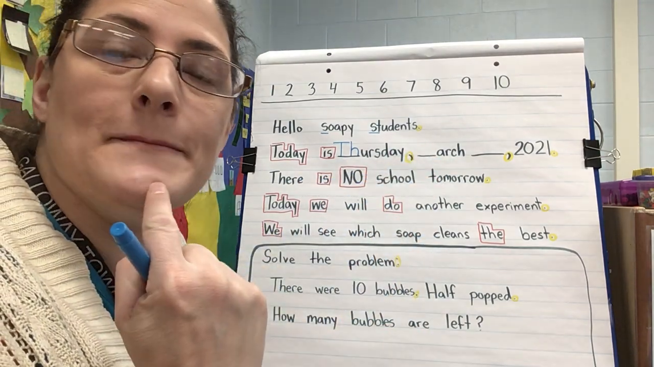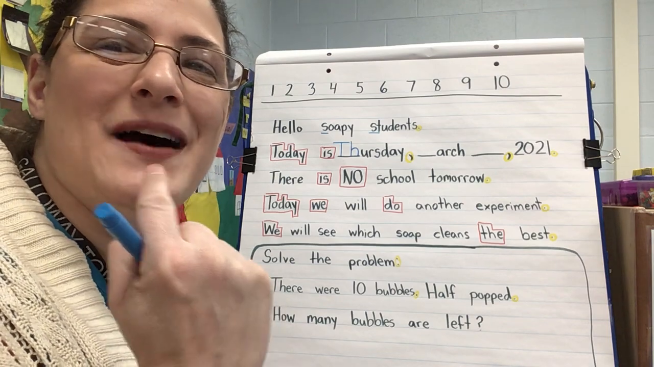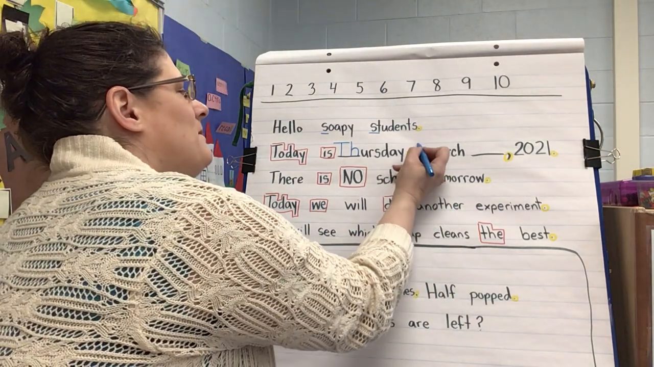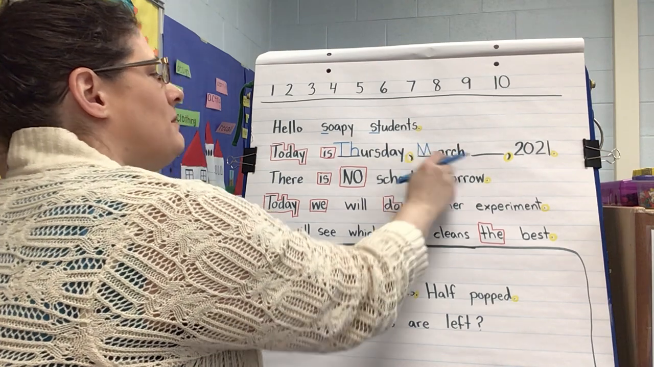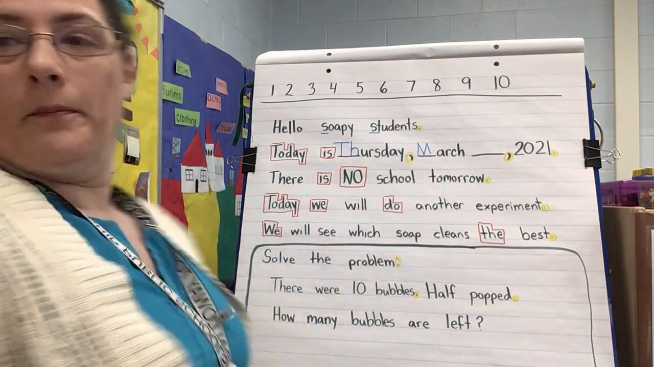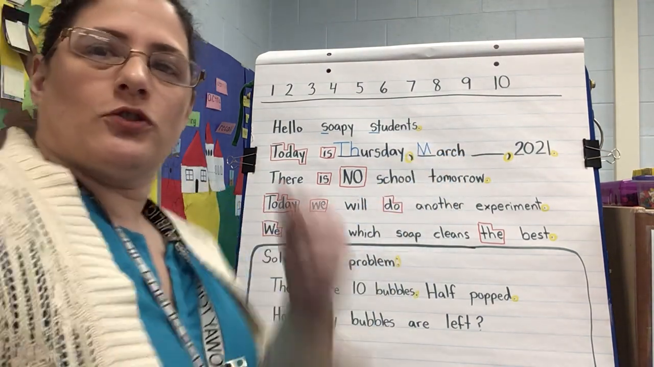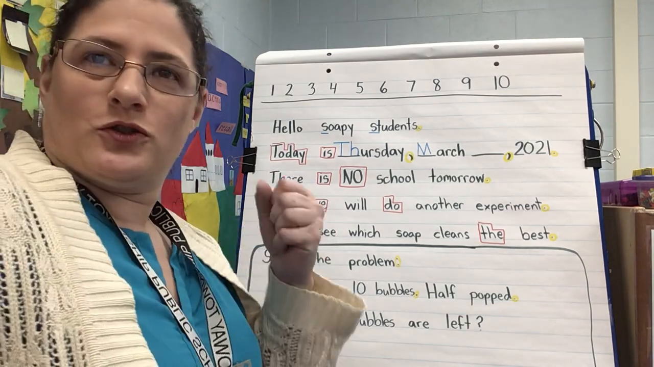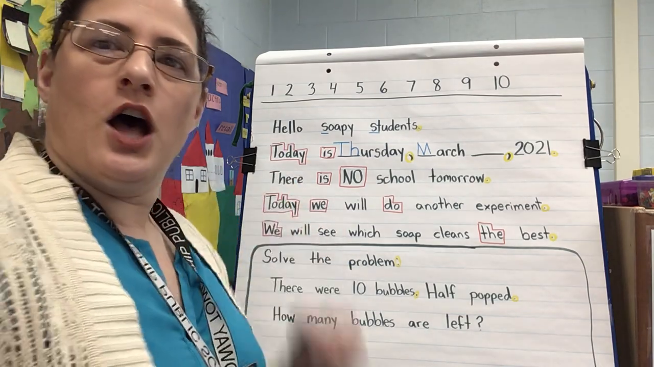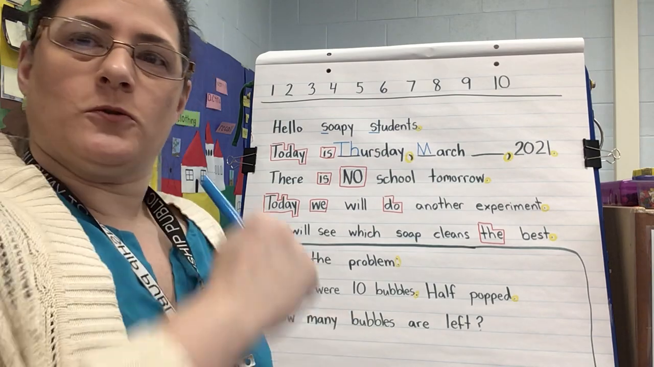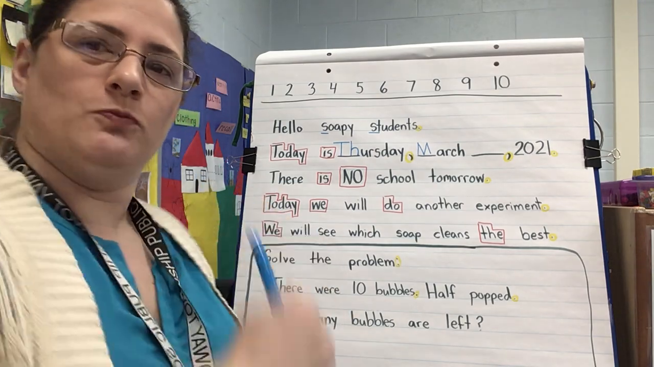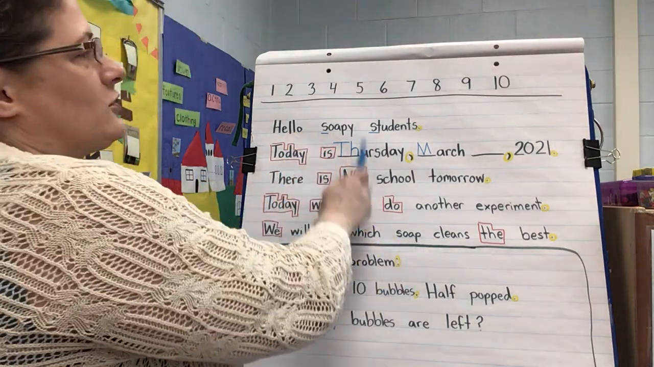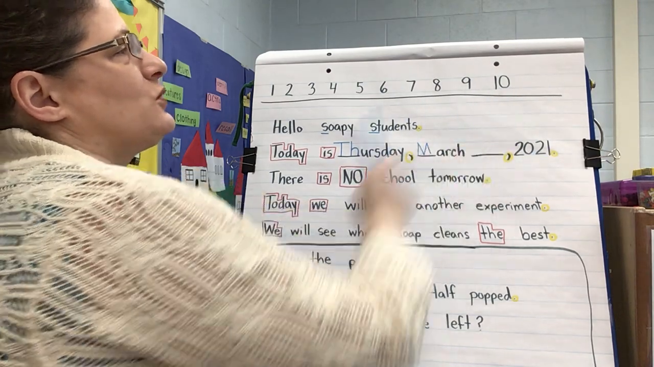What letter goes next? That's right, M. And that goes up, down, march. March is the month. March, march, march. Today is Thursday, March blank, 2021.